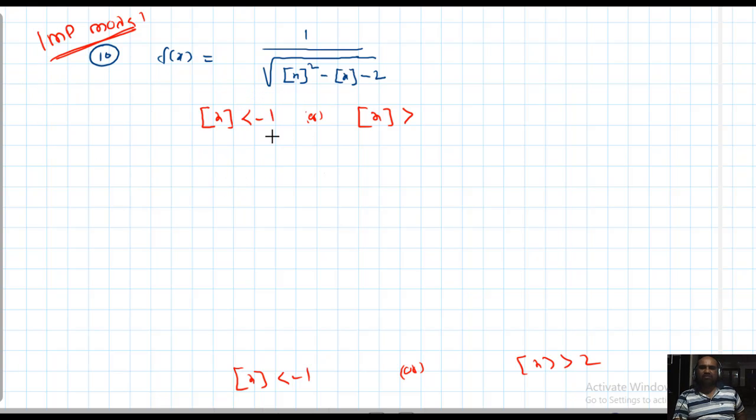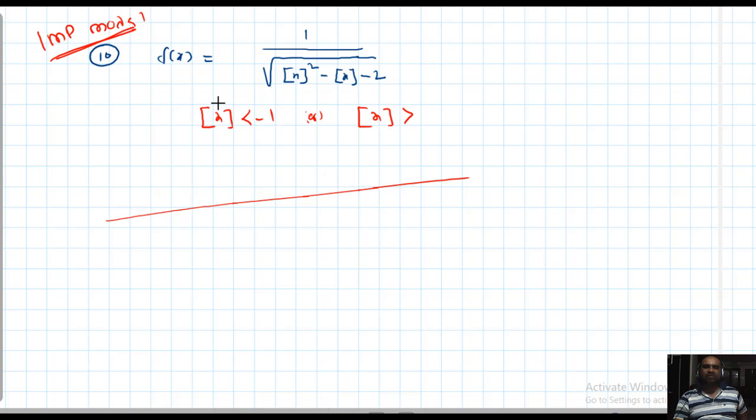Less than minus 1. Okay. First of all, draw a number line, students. What values of x satisfy step x less than minus 1? If you take x as minus 1, step of minus 1 is minus 1, and minus 1 less than minus 1 is wrong, no? I will show you. So this value can't be taken.